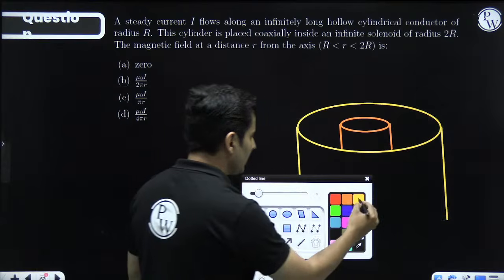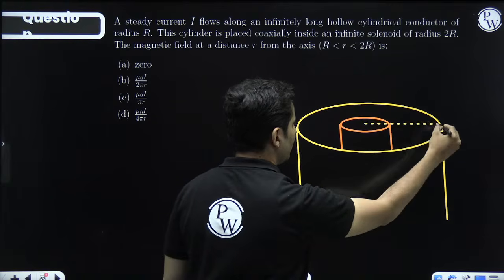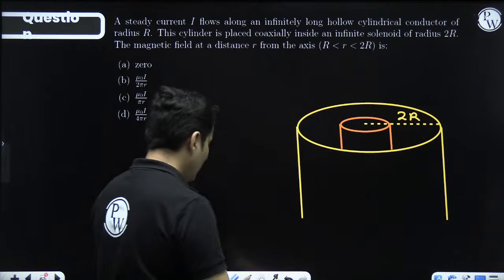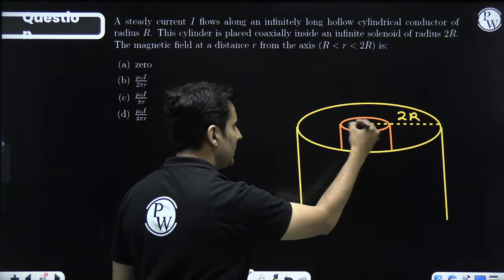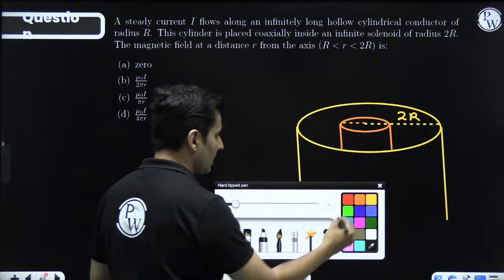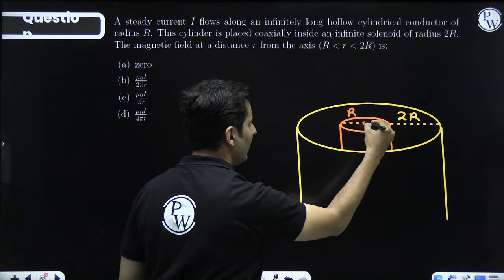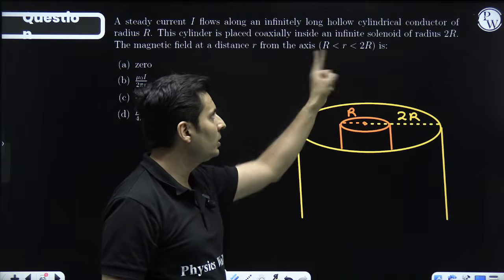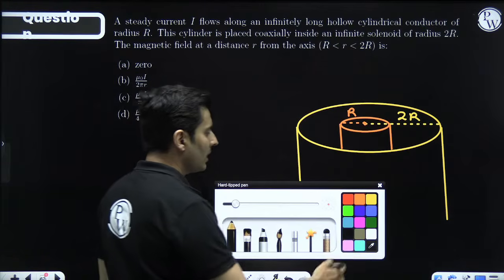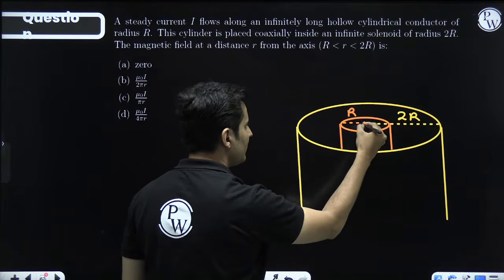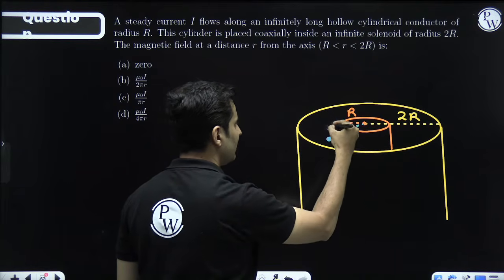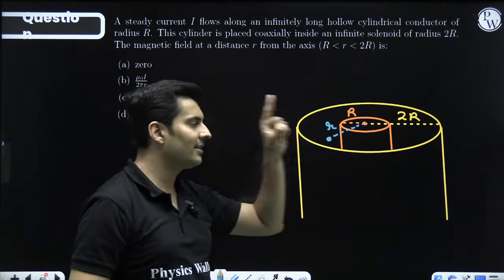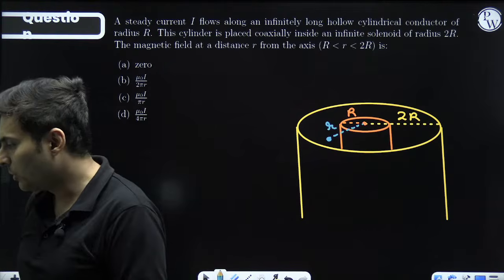Now, this thing is basically 2r, and this thing that you see over here, that, my dear, is basically r. You are at a distance which is less than 2r but more than r. Okay, that means you are somewhere over here. So the question is, what is the magnetic field at that distance? Don't worry.